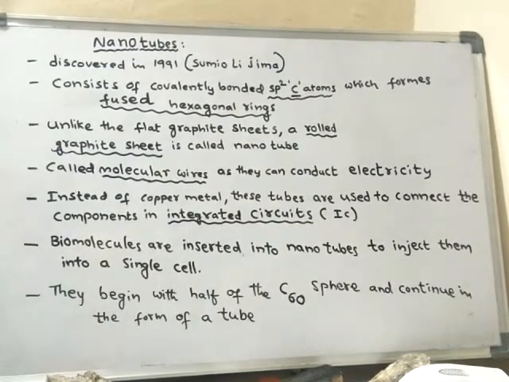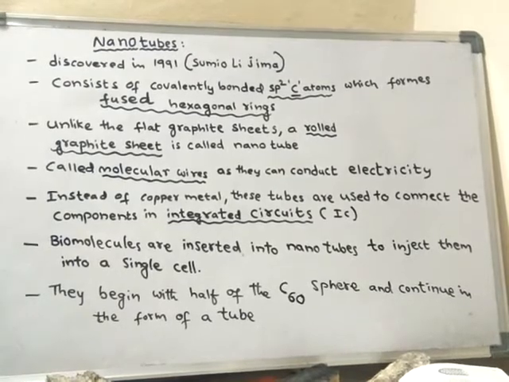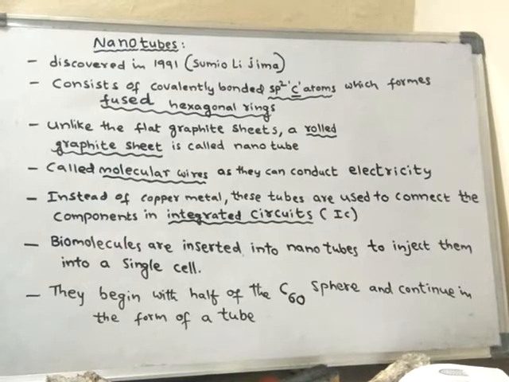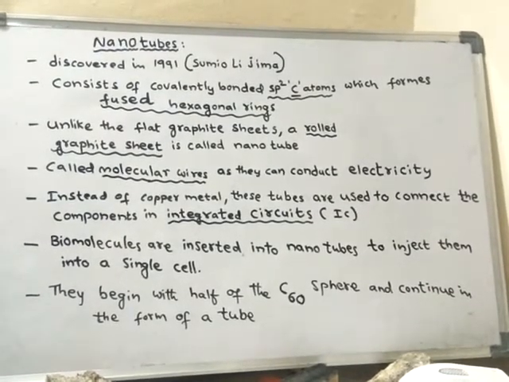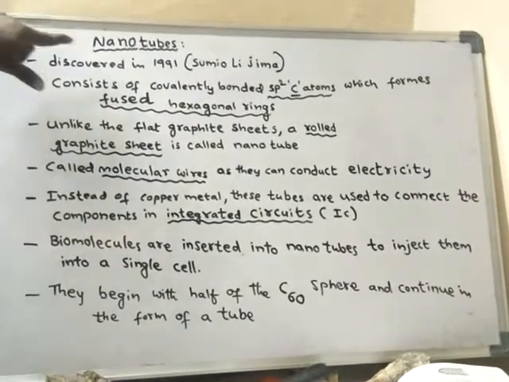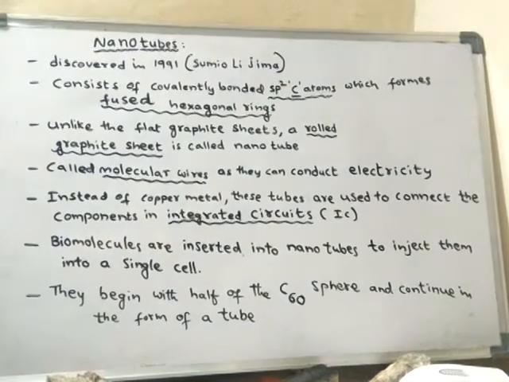We were learning about allotropes of carbon. So we have studied several allotropes of carbon like diamond, graphite, Buckminster fullerene, graphene, etc. So today we will learn two more allotropes of carbon. One of those allotropes is the nanotube. Nanotubes are allotropes of carbon.